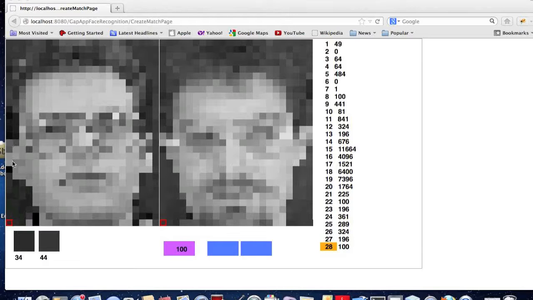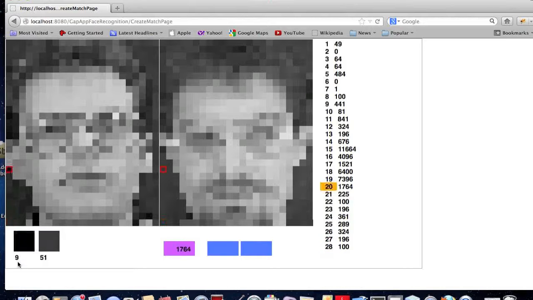Now pixels, the way they work is the lower the value, the darker it is. So like, let's look at this one. Okay, that's very dark. It's got a value of 9. This one up here is a little bit brighter, and it's 51. So this is the color of this pixel. That's the numeric value that the computer uses to determine which color it is.